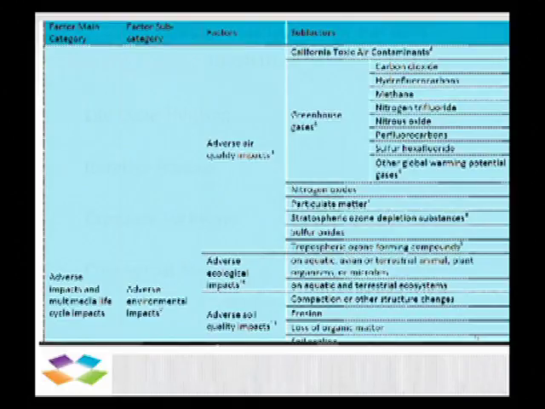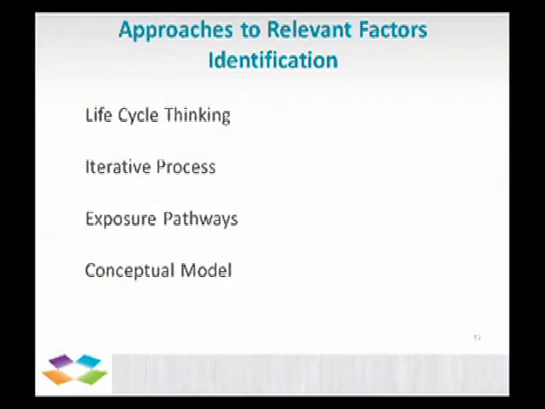In the identification of relevant factors, the full life cycle of the product is considered. For each life cycle segment, consider how the priority product compares with the alternatives with regard to impact. Are there additional releases or exposures during any life cycle segment if the alternative is implemented? Identifying relevant factors is an iterative process.